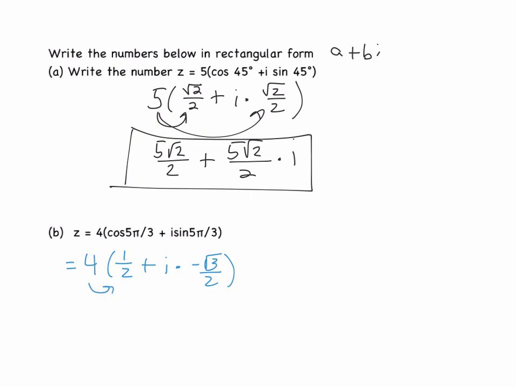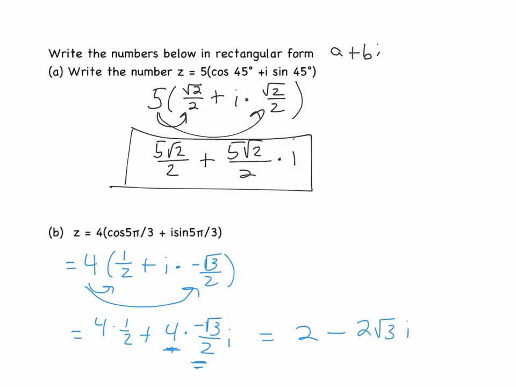Then all that's left is to distribute. And this time my fractions are going to disappear because I have a 4 and I have halves here. So I end up with 4 times 1/2 plus 4 times negative root 3 over 2 i. But 4 times 1/2 is just 2. And when I take 4 times the negative root 3 over 2, I again get 4 over 2. So I'm going to end up having a negative, and then I'll have 2 root 3 with my i. And that would be my final number in rectangular form.